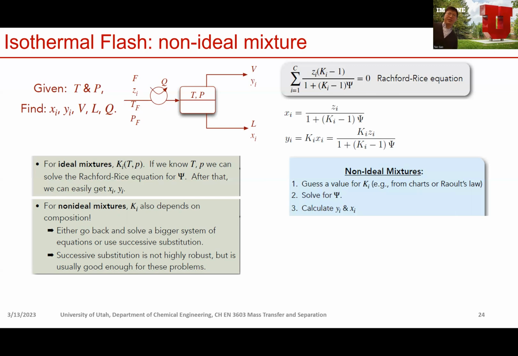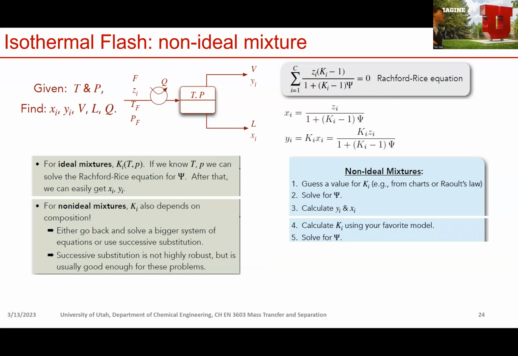And the idea is, first you have to make a guess about the K value, right? Typically you can start from an ideal system assumption. Then, because you know temperature and pressure, you can still compute K, but this is only a guess. Then you can plug this K into this equation and solve for psi. And with the psi value here, you can compute X and Y, right? Now you've finished the first step.